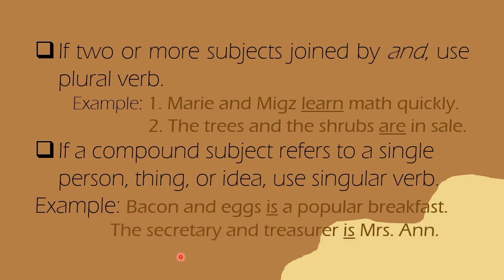And then the next example is, the secretary and the treasurer is Mrs. Ann. So Mrs. Ann is both secretary and treasurer. Therefore, these two compound subjects refer to a single person, so we use the singular verb form, which is is.